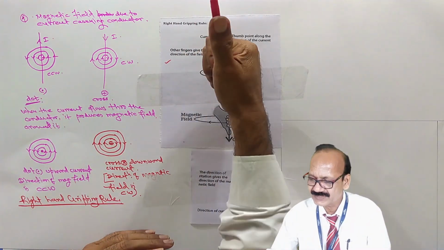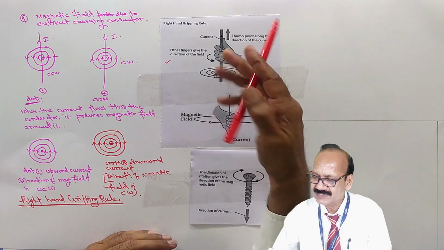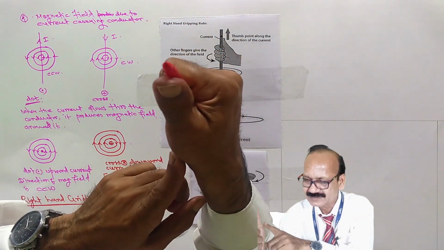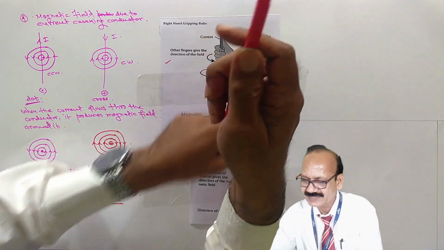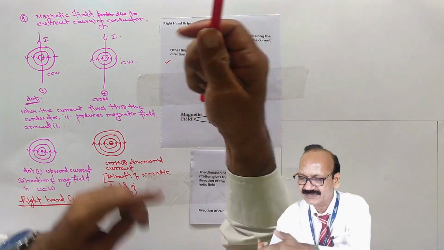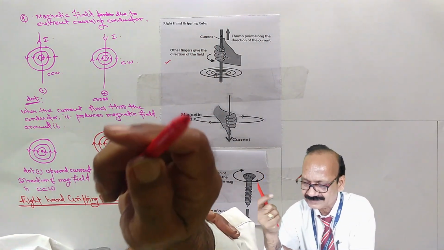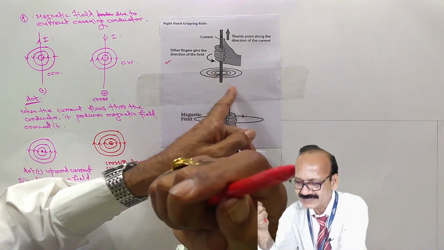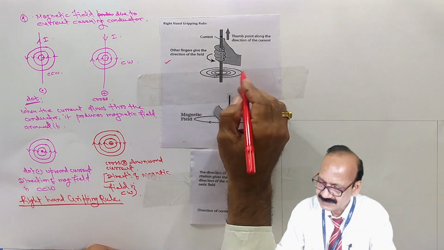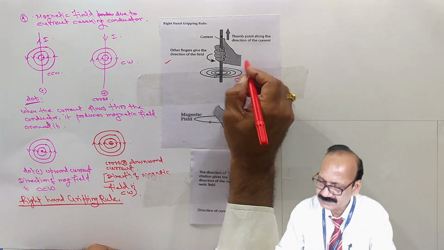And same is shown here also. See, the thumb points the direction of current, and the curled fingers give the direction of magnetic field. So the direction of magnetic field is counterclockwise. It is CCW.